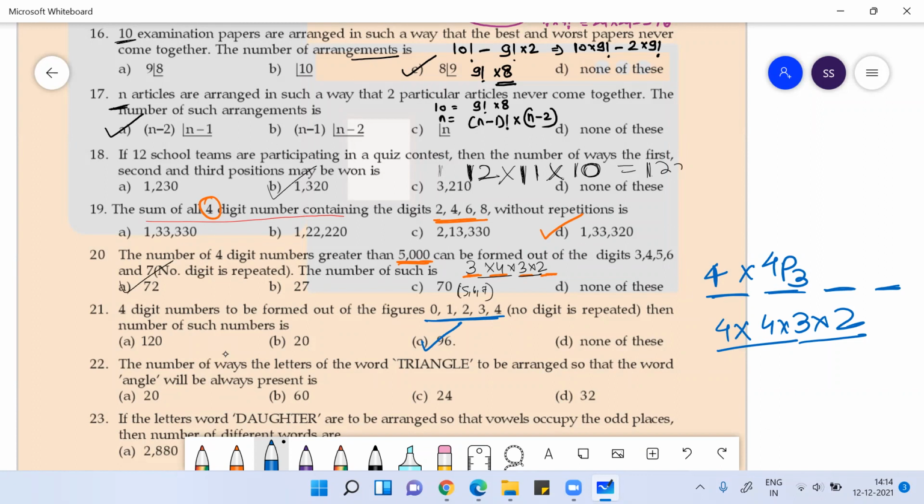Any doubt, anyone? Clear? Anyone? Any doubt? Tell me the answer, 20 seconds, one answer.